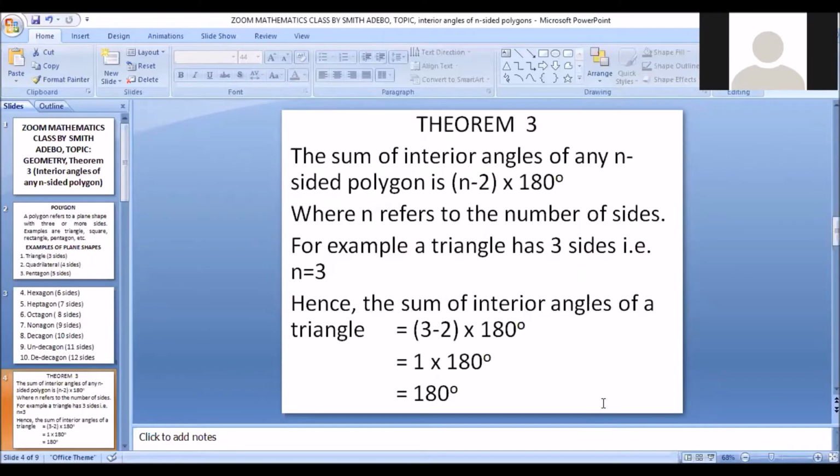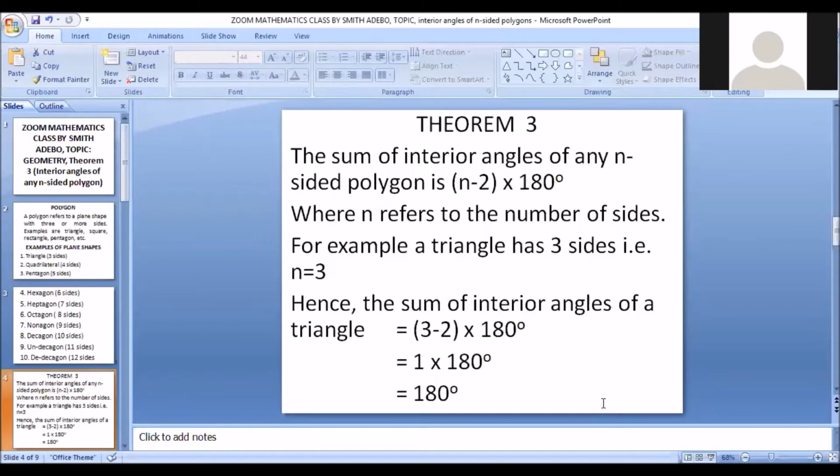Now, the formula for finding the sum of interior angles is n minus 2 times 180 degrees, where n is the number of sides. Let's say for a triangle, since it has 3 sides, the n for a triangle is 3. So 3 minus 2 times 180 degrees. 3 minus 2 gives you 1. Now 1 multiplied by 180 degrees gives you 180 degrees. Now that is the sum of interior angles of a triangle.